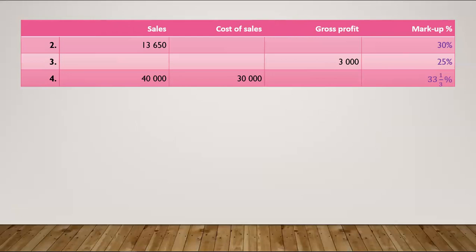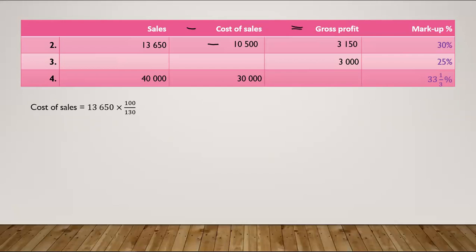So it'll be 13,650 times 100 divided by 130. It'll simply give me cost of sales, and my cost of sales figure will be 10,500. So for me to get gross profit, you just take 13,650 minus cost of sales. Sales minus cost of sales will give you gross profit. So if I take 13,650 minus 10,500, my gross profit will be 3,150.